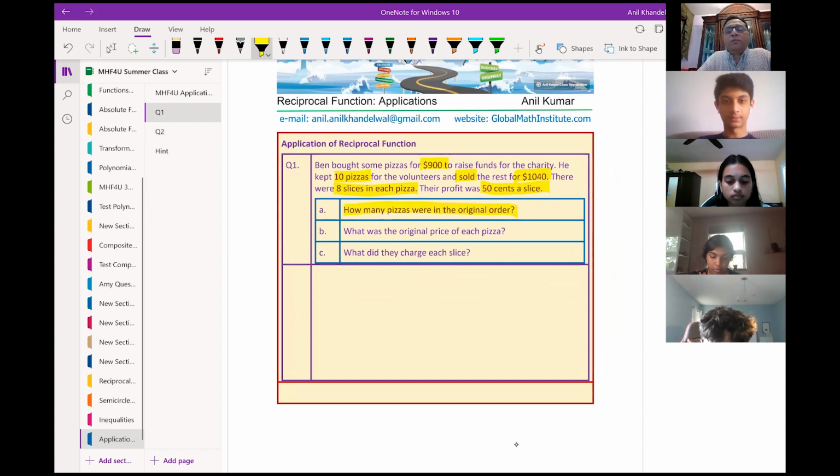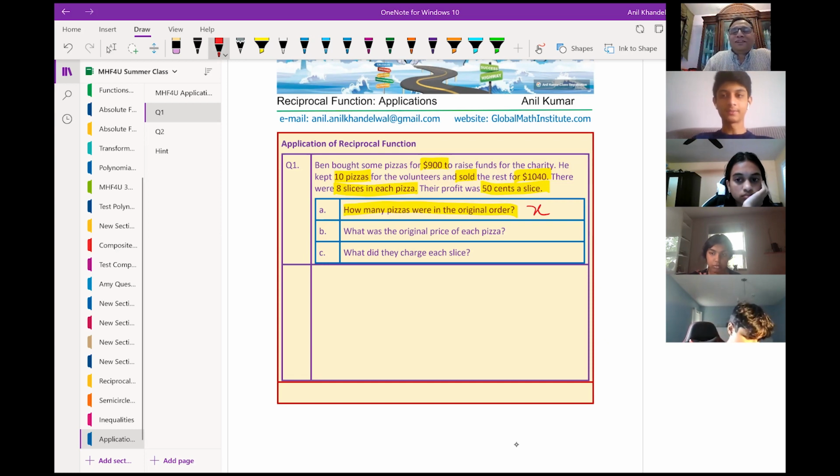So when you have how many pizzas were in the original order, let us say there were X pizzas in the original order. Define a variable. So first step is define a variable. Let there be X pizzas in the original order. Is that correct? Now, he kept 10 pizzas. That means X minus 10 were sold, correct? Is that clear? He kept 10 and he sold the rest at this much.